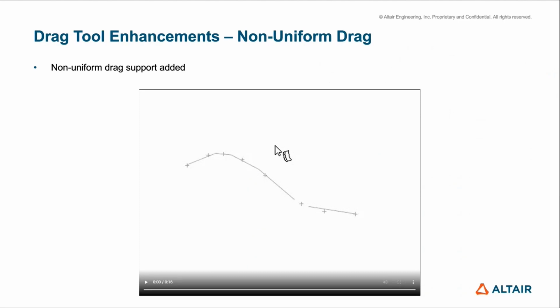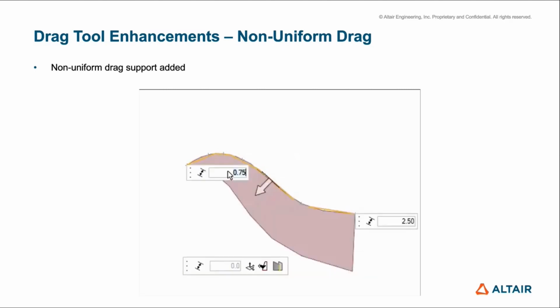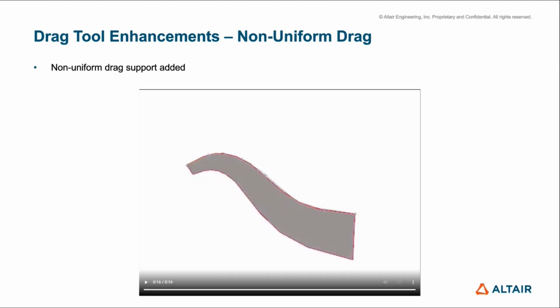Under the drag tool from the panel, we had a few options to create a non-uniform drag. So for example, it creates micro dialogues at each of these ends, and you can give different values to create a surface drag from a line. So this new option is now supported in this version.